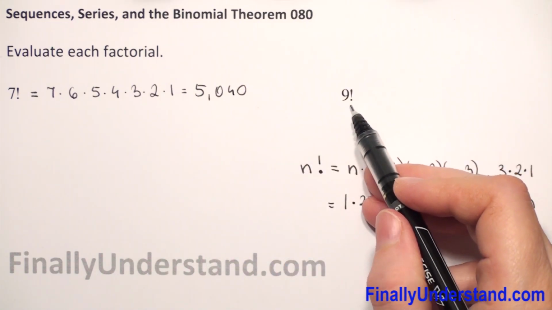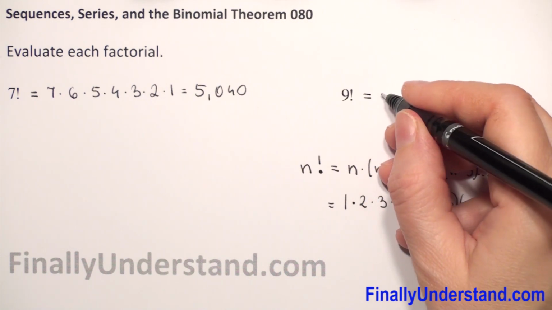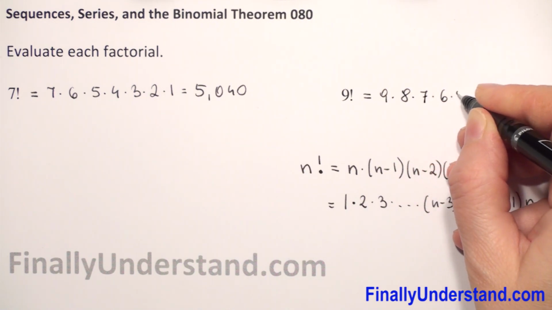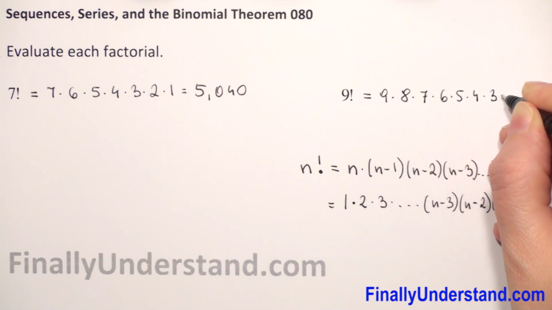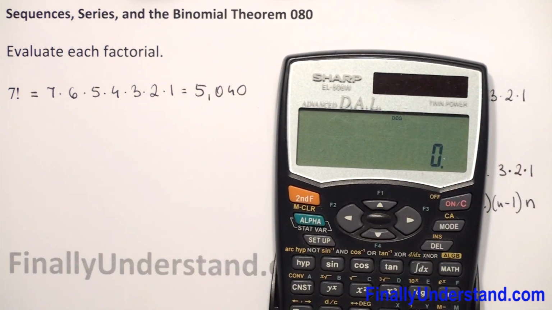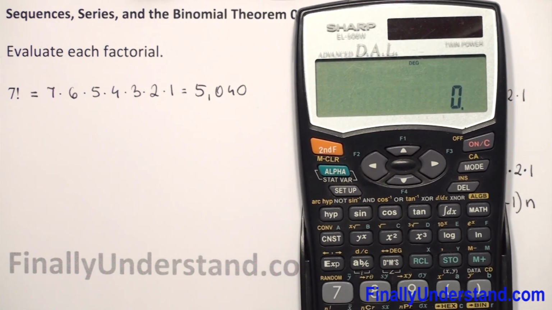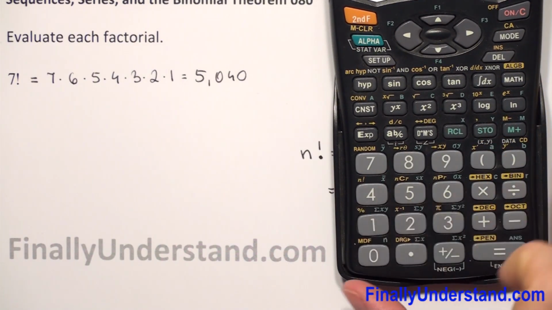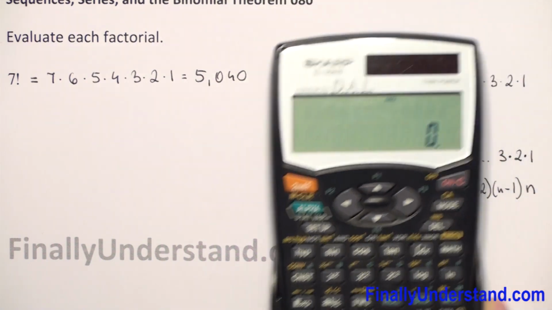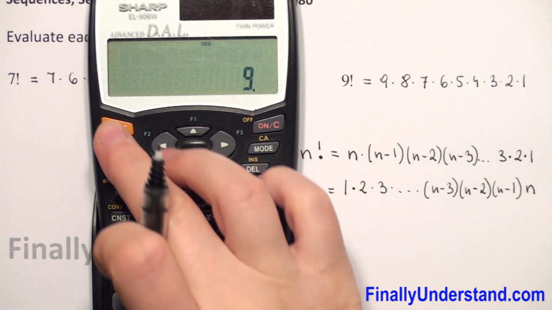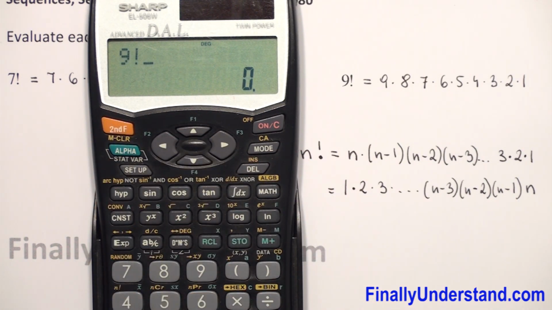And when we have 9 factorial, it means that we have to multiply 9 times 8 times 7 times 6 times 5 times 4 times 3 times 2 times 1. You can use a calculator. Again, we have this symbol here, factorial. We have in our calculator the factorial symbol. So we first press 9 because we have 9 factorial, and then the exclamation mark.